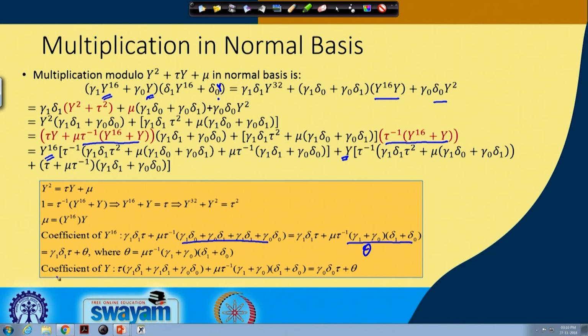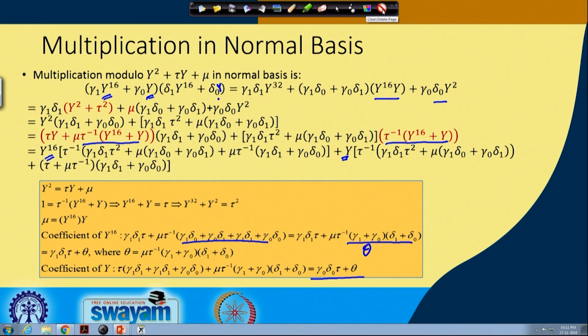Okay. So likewise, the coefficient of y can also be interestingly written as this part, and I am not going into the details, but I leave it for you to verify the details. You can write that as gamma 0 delta 0 tau plus theta. These are the two components of my corresponding result.